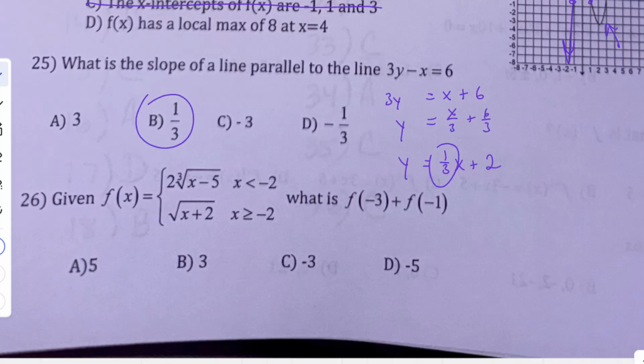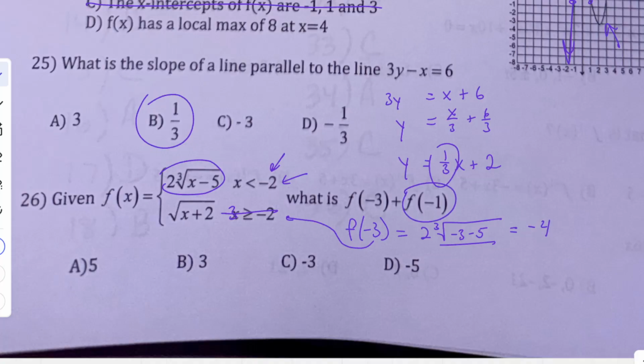All right, got some piecewise functions. So all we gotta do is plug in -3. And to do that, we see which domain -3 belongs to. So let me see, -3, yes, is less than -2. So this is the one. Let me just check it over here also. -3, no, that's not true. So I have to plug it in here. F of -3 equals 2 times the third root of -8, and the third root of -8 is -2. -2 times 2 is -4.